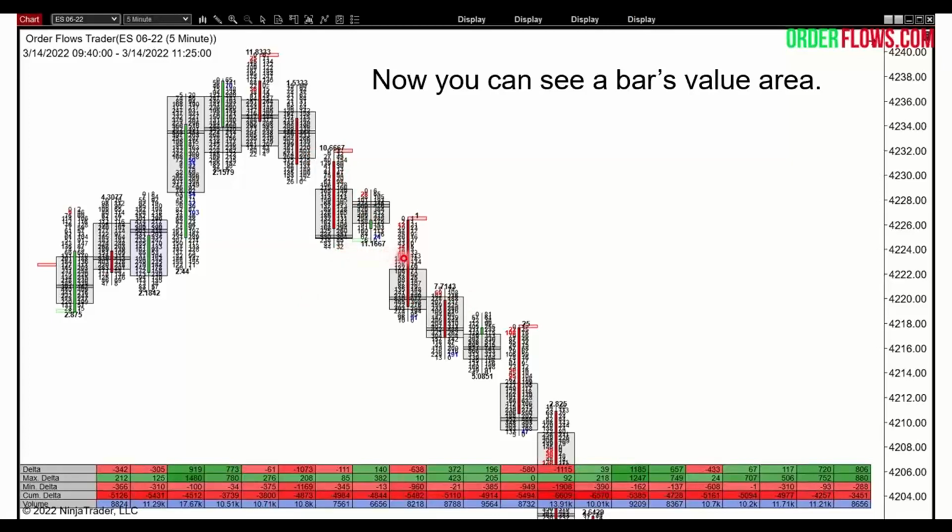Maybe I should be looking to get short up here rather than waiting for it to come all the way down here. You can get into your trade 5 points earlier than with basic traditional analysis.